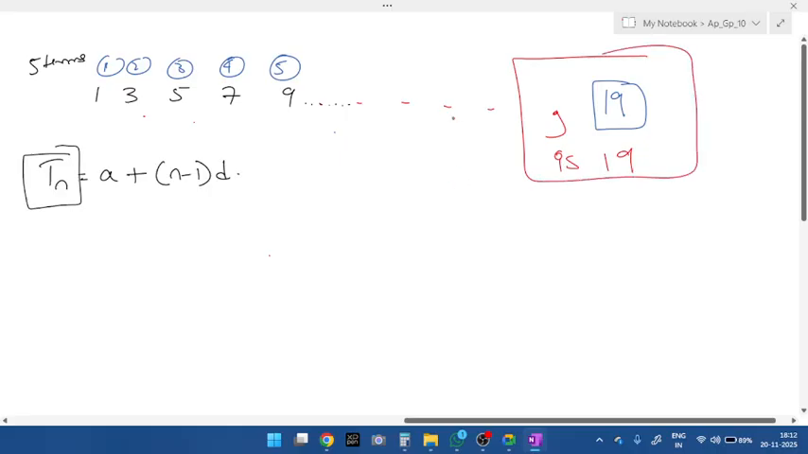Now they didn't ask us to find the term, the n value. They've asked us to find the n value. They've given the value itself, students. We need to find n. They've given the value itself, 19.